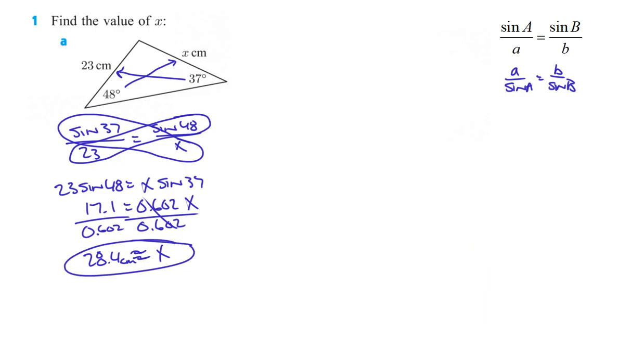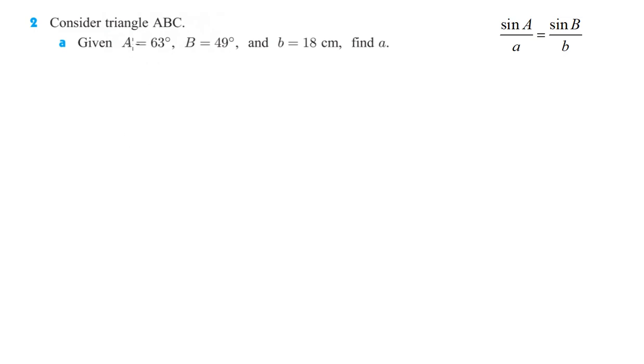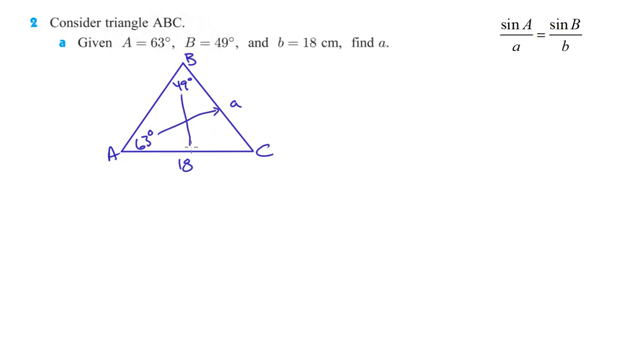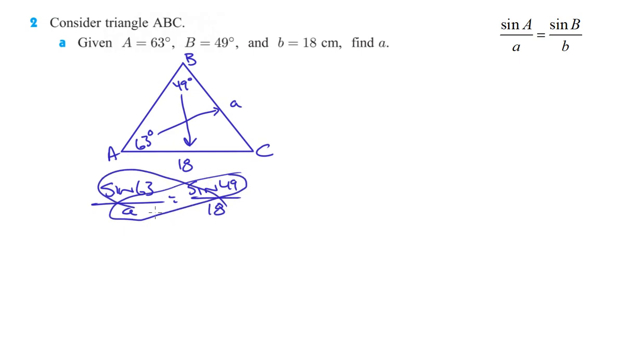Okay, let's move on to number 2. Consider the triangle. Find A here. If they don't draw the triangle, I'm just going to draw a quick triangle and make sure we've got it. I'm not going to be too concerned about how to scale everything is. So given that A is 63 degrees, B is 49 degrees, and side B is 18, find side A. So these two go together and these two go together. So we can do, say, sine 63 over A is going to equal sine 49 over 18. Cross multiply, and off we go.